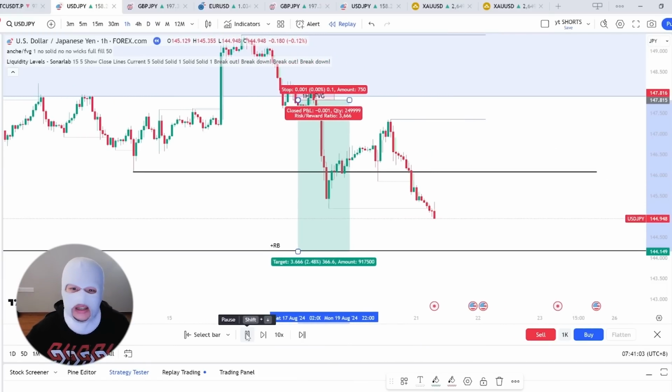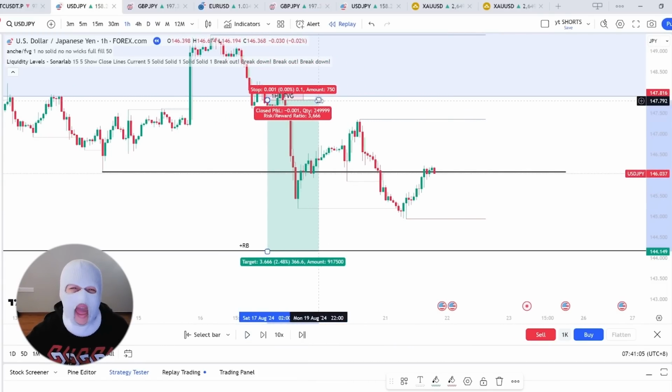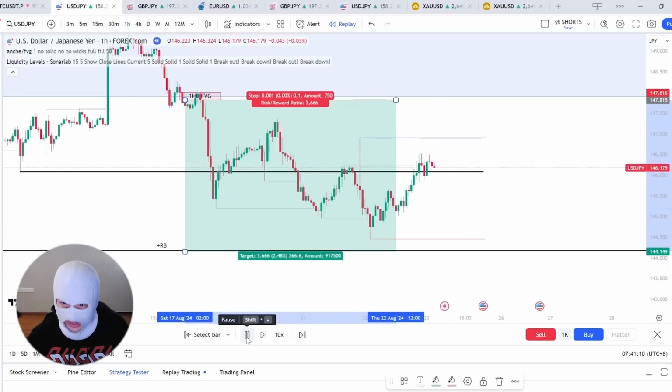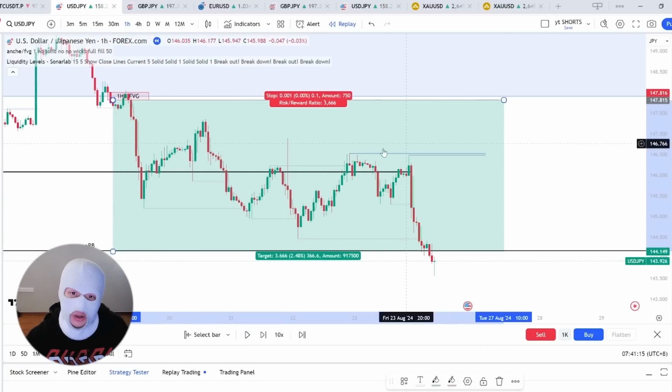Now as you can see, price goes back and forth for a pretty long time and then finally delivers to our final target, the daily rejection block, after a while.